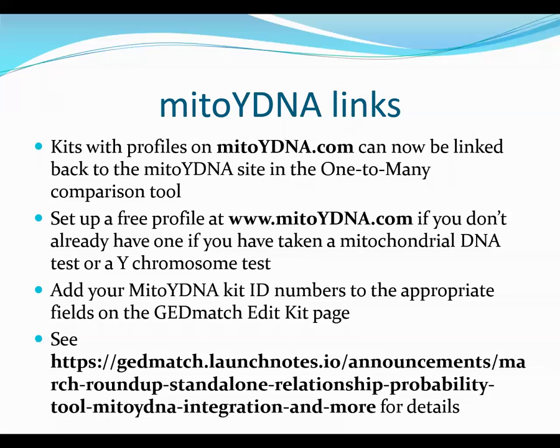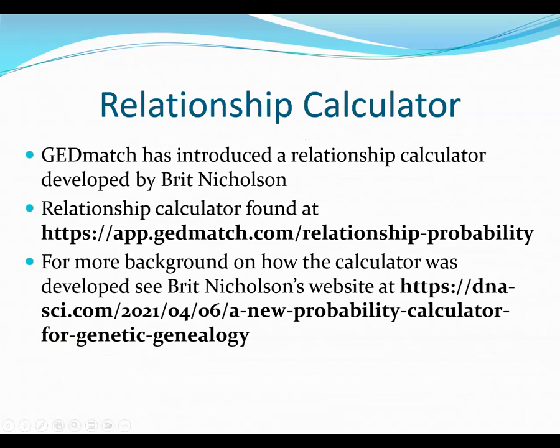YDNA is another organization you might want to link to, and you can link directly to and put your kit number, profile number at GEDmatch. There's a relationship calculator as well that was developed by Britt Nicholson, and you might want to read up about that. He's got a blog post about it, so it can be helpful in trying to predict relationships.